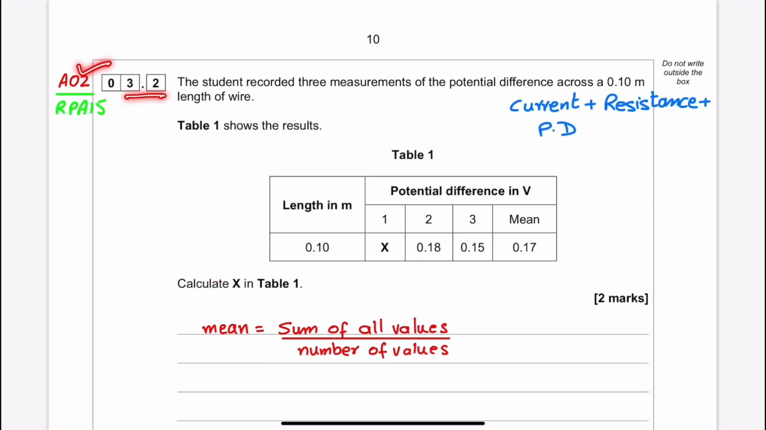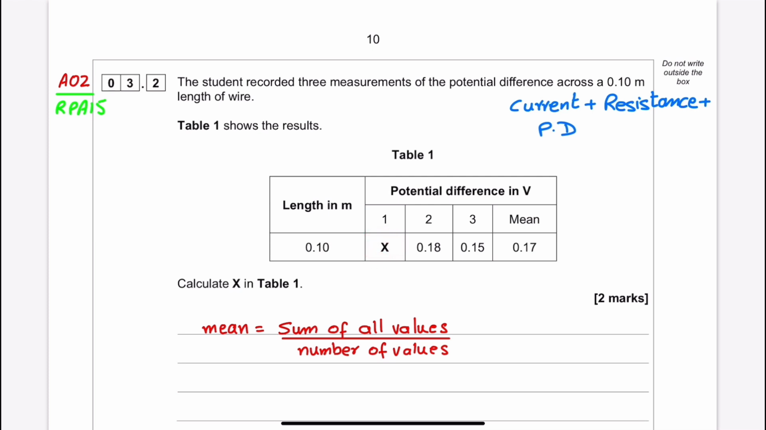3.2 is an AO2 question and it is from the required practical activity number 15, and this question is from the current, resistance and potential difference topic. The length is given here, the potential difference is given here for the values 1, 2 and 3. The mean is taken, that is 0.17 volt, but the first reading is missing. Calculate the x in table number 1. We need to find the value of x.